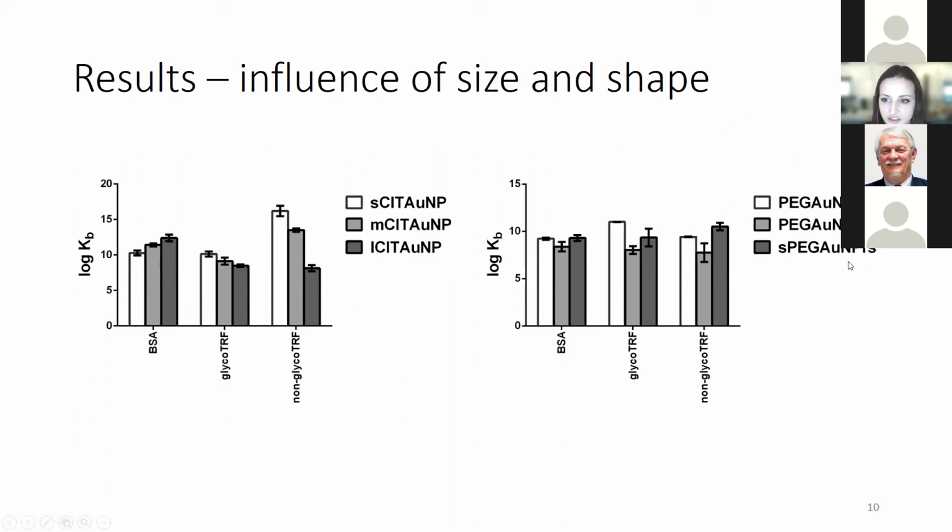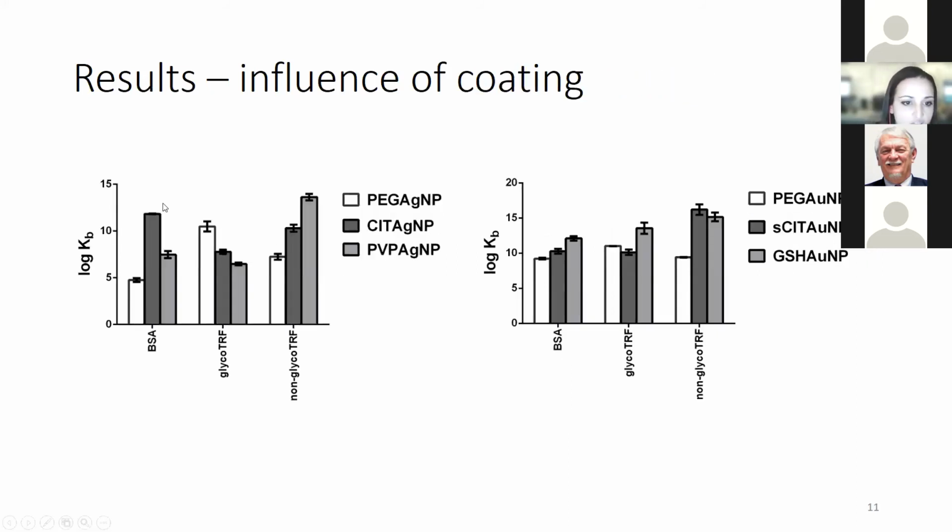Also, when we look at the influence of shape, these are spherical gold nanoparticles, rods, and prisms that were all coated with PEG and were the same size. The rods actually had the lowest binding with all three types of proteins, which was different compared to the spherical ones and prisms.